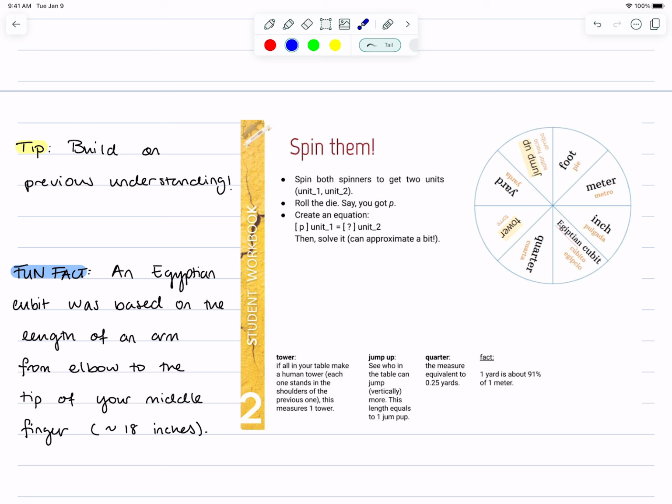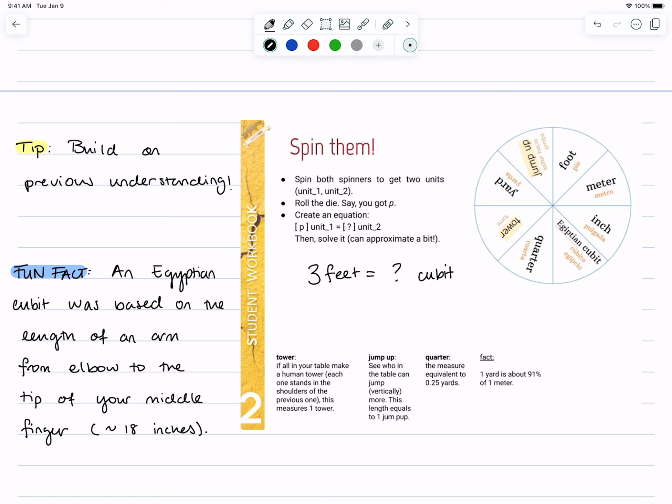So say for example, I rolled a foot. So that was one, and then another one I got a cubit, an Egyptian cubit, and let's say I rolled a 3. But 3 feet, I suppose, not foot, is how many cubits? And then you would work with your students to solve this equation.